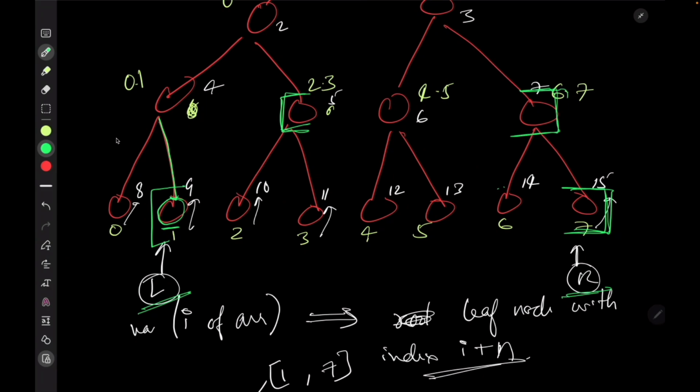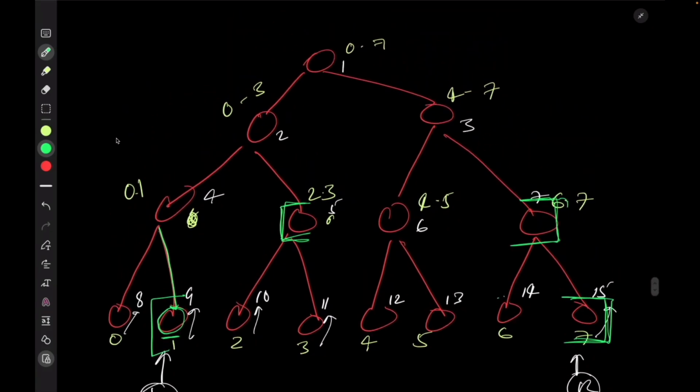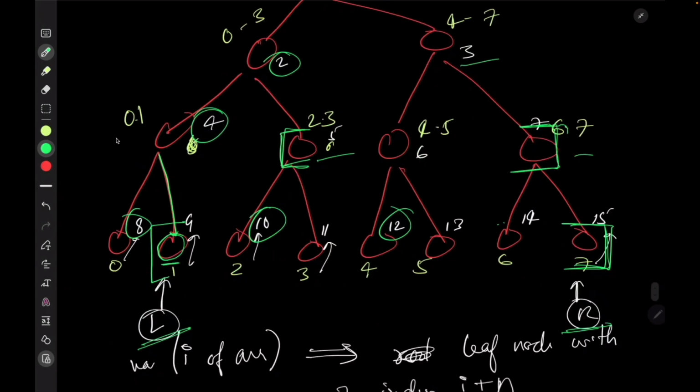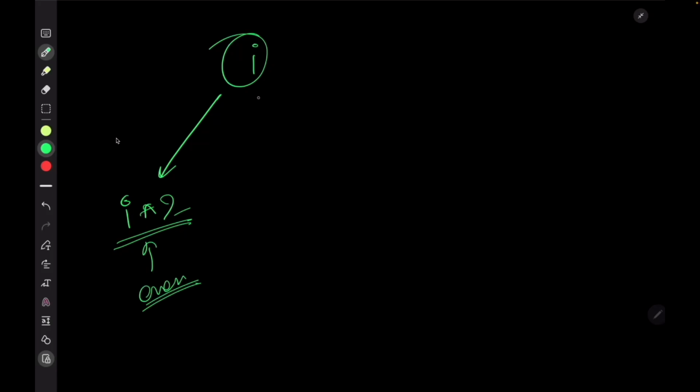So how can we see whether a node is pointing to the left child or right child? It can be observed that every left child is an even number, and every right child is an odd number. Suppose I was the node, then its left child was I into 2, which is an even number, and its right child was I into 2 plus 1, which is an odd number.